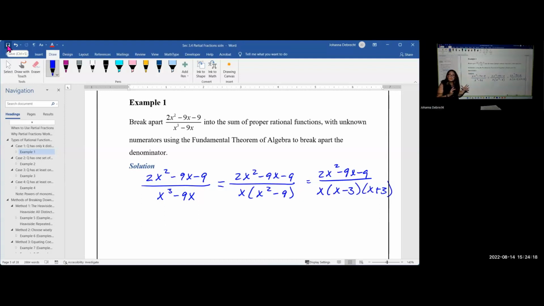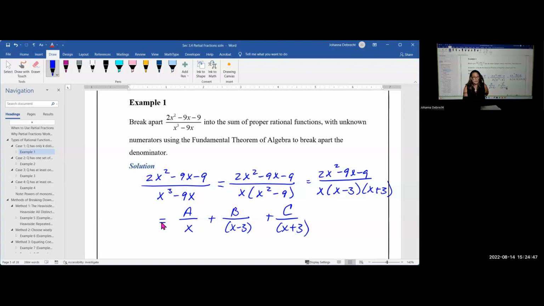Now, what does the fundamental theorem of algebra guarantee? It guarantees that this expression that we started with, which is equivalent to these two, can be broken down into the sum or difference of simpler fractions where we have an unknown numerator over each distinct linear factor in the denominator. And this is what I mean by decomposing the original expression into the sum or difference of simpler expressions. And I keep saying or difference, but these are both plus.